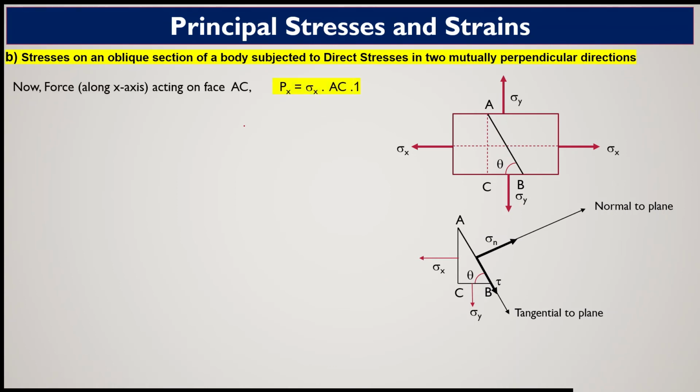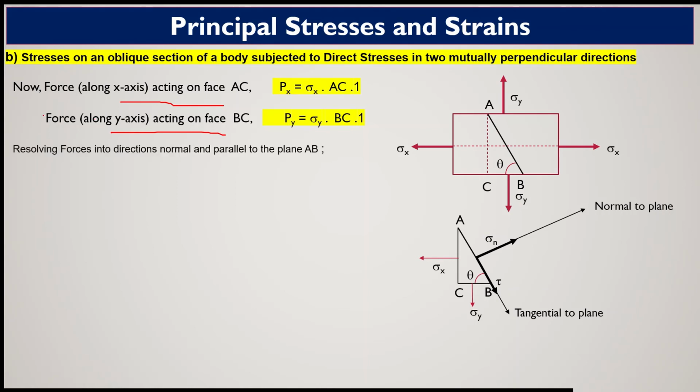So again, similar to the previous case, force along x-axis acting on face AC is given by Px is equal to sigma x into AC. Similarly, force along y-axis which is acting on face BC is given by Py is equal to sigma y into BC. Now resolving these two forces into two directions, one normal to the plane AB and another parallel to the plane AB, what will we get?